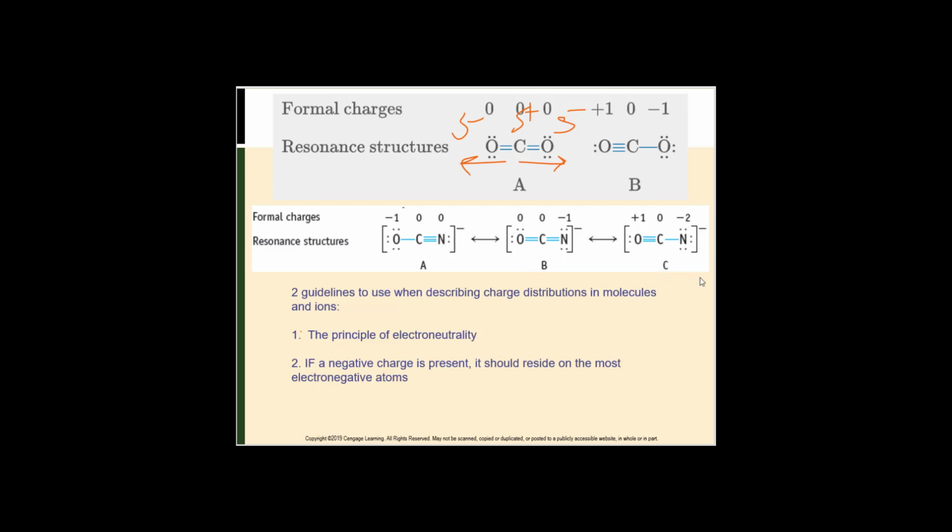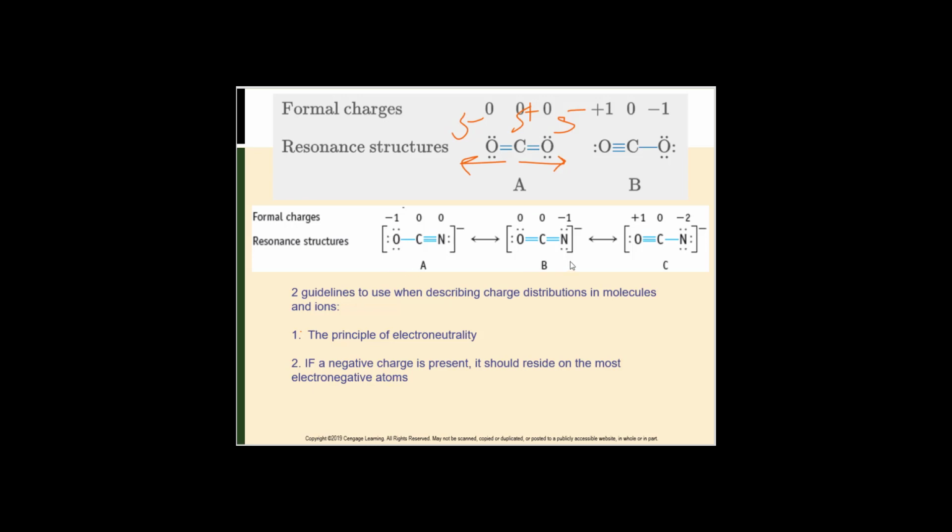Hopefully you were able to look at structure C and nix that one right off the bat. It's not expected to contribute significantly to the overall electronic structure because it has a -2 formal charge on the nitrogen atom and a +1 formal charge on the oxygen atom. So first of all, they're just larger charges. They're not close to neutral. And having that higher charge on nitrogen when oxygen is more electronegative and has the positive value, it's just not going to happen.